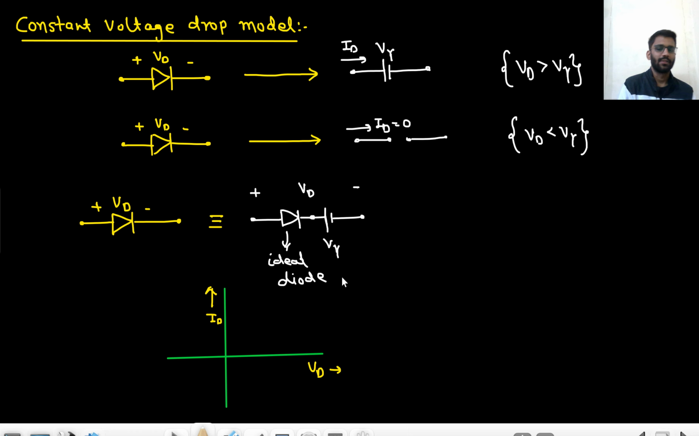So how will you make the graph? For Vd less than V gamma, the current is 0. For Vd greater than V gamma, what happens? Now this Vd cannot be greater than V gamma in this case. In the earlier case, Vd can be greater than V gamma.